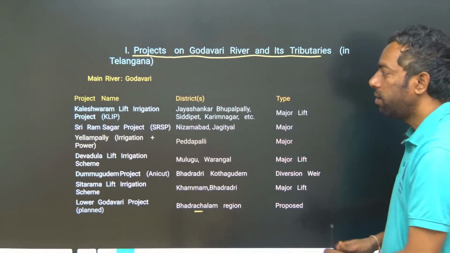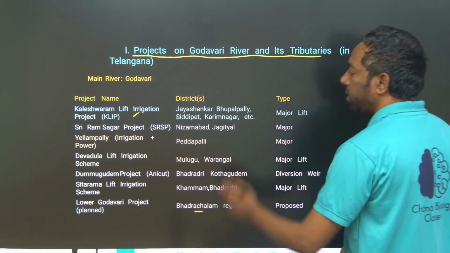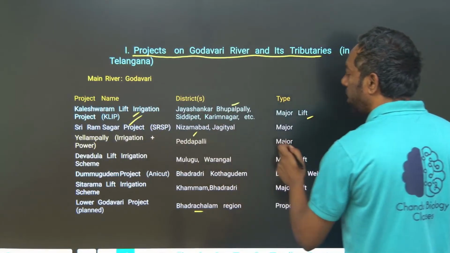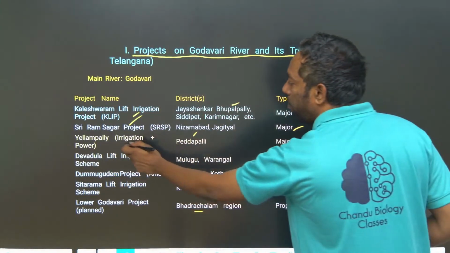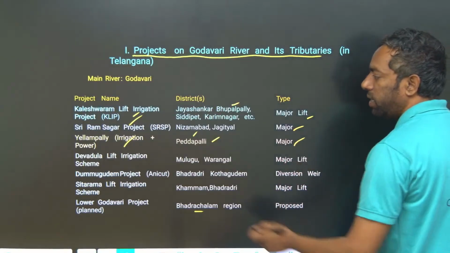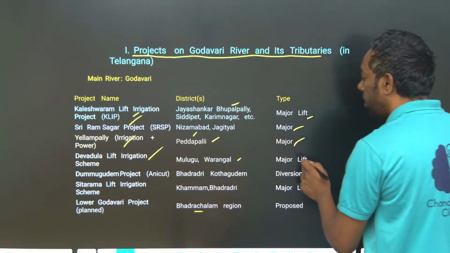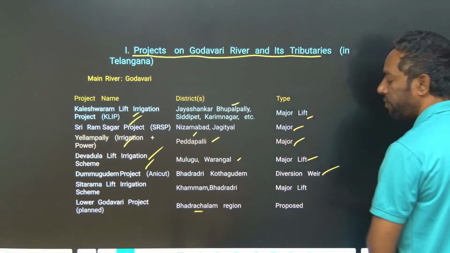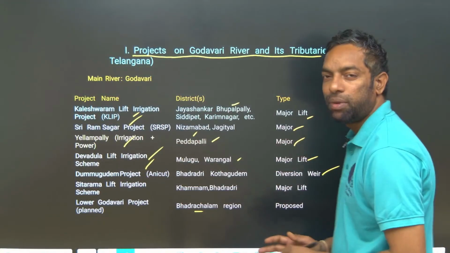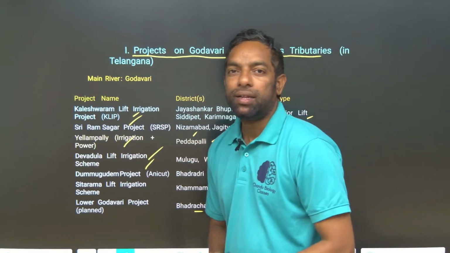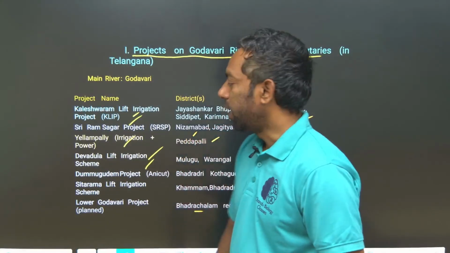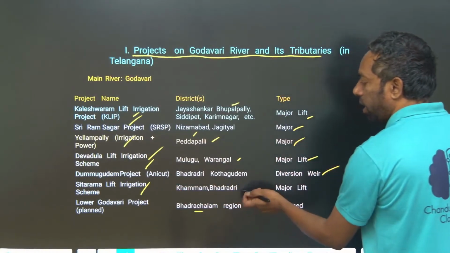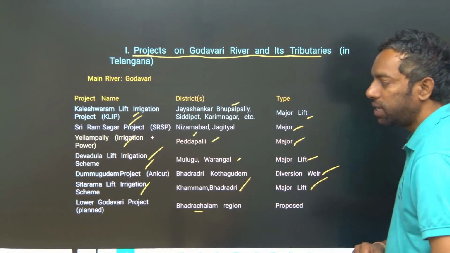Again, look here: the Kaleshwaram. These are the districts for the major lift projects, and Sriram Sagar, Nizamabad, major, and Yellampalli, Peddapalli, major, and Devadula, Mulugu, Warangal, major. And Dummugudem, Bhadradri Kothagudem, a diversion project. Dummugudem means the water from the Godavari can be diverted to the Krishna. Sitarama irrigation, Khammam, Bhadradri Kothagudem, major lift irrigation.